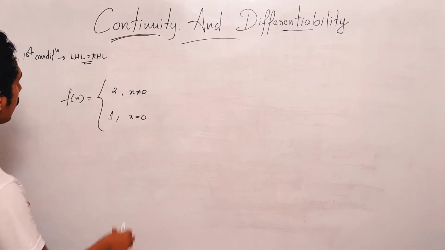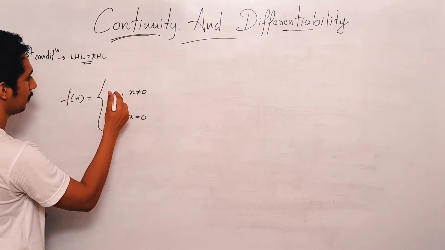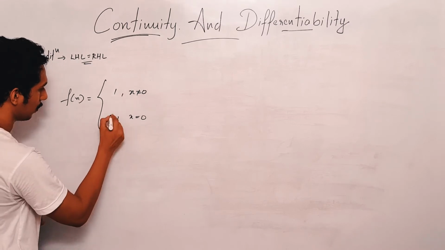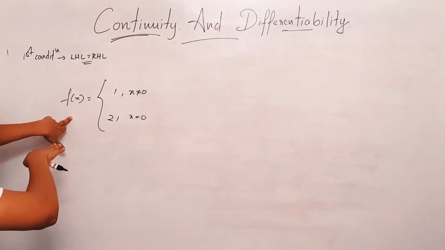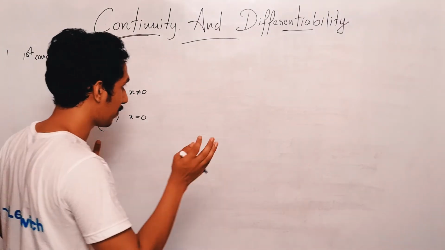Okay, or let's take it the other way. Let this be 1 and let this be 2, for ease of drawing. So I have defined this function. Okay, this is my function. I have defined it my way.